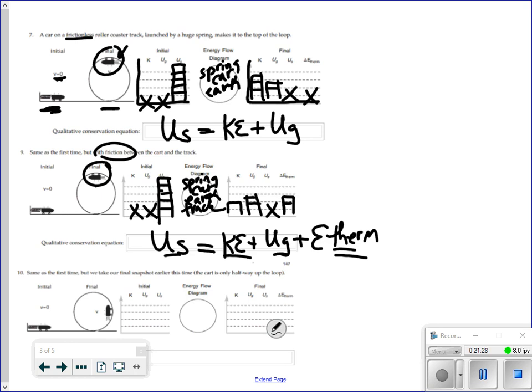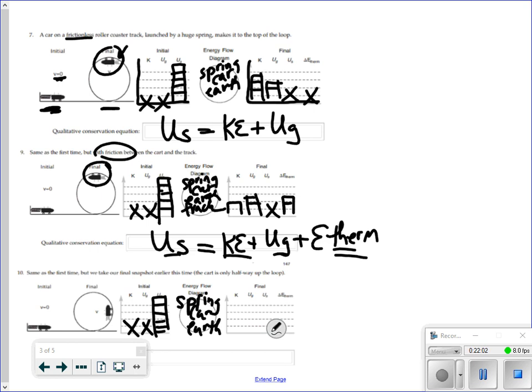So what's going to happen with our next one here? Same as the first time, but we take our final snapshot earlier, meaning the cart is only halfway up the slope. Okay, so what I take that to mean is we are back to not having any friction. So there's our little system, right? And we've got our 5 of US, I'm sorry, I said that wrong. Right there, those go.